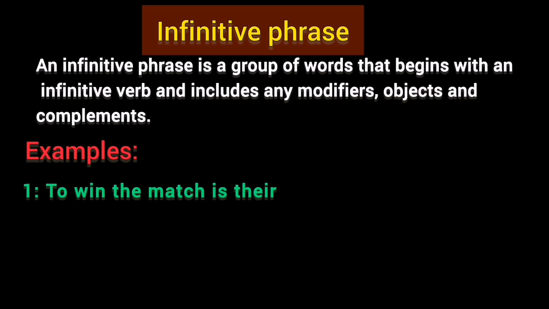To win the match is their goal. Look at this example, here, to win the match, is an infinitive phrase. As we have said in the definition, an infinitive phrase begins with an infinitive verb and it has some associated words. So you can see this phrase starts with an infinitive verb, to win. Simply, it starts with a verb, so that is why it is called a verbal phrase. And here it plays the role of a noun which functions as the subject.